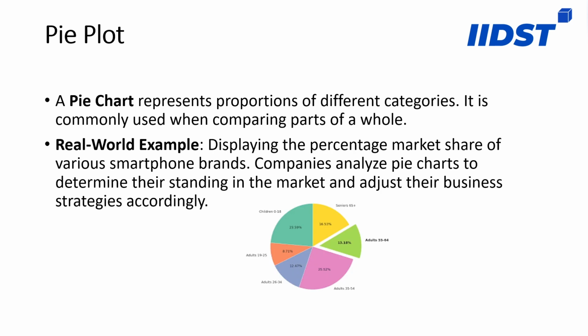Pie chart, or pie plot. A pie chart represents proportions of different categories. It is commonly used when comparing parts of a whole. We need it to quickly understand how different parts contribute to a whole. We use it in market share analysis, budget allocation, and election results. For example, a tech company visualizes smartphone market share using a pie chart to compare with competitors.